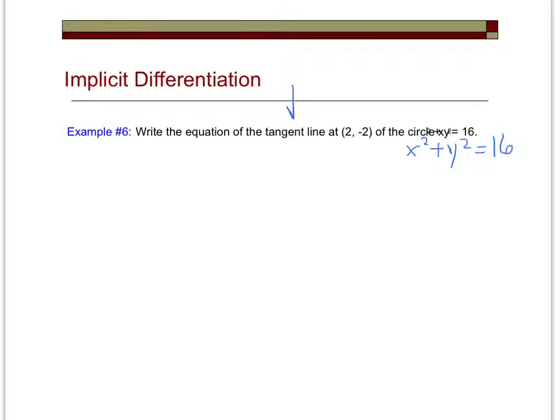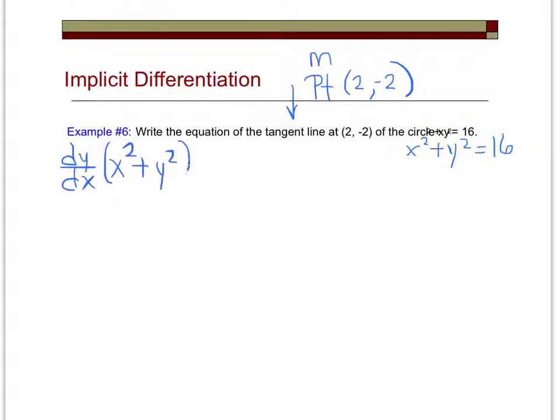Well, whenever I want to write a tangent line, I know I need two things. I need a slope and I need a point. Well, they give me the point as (2, -2), so that means I need to find the slope, which is the derivative. So then for this function, I'm going to take the derivative with respect to x of both sides: x squared plus y squared, and 16.